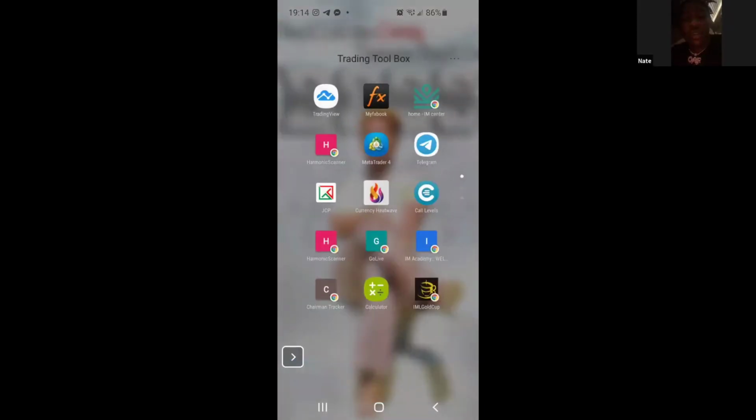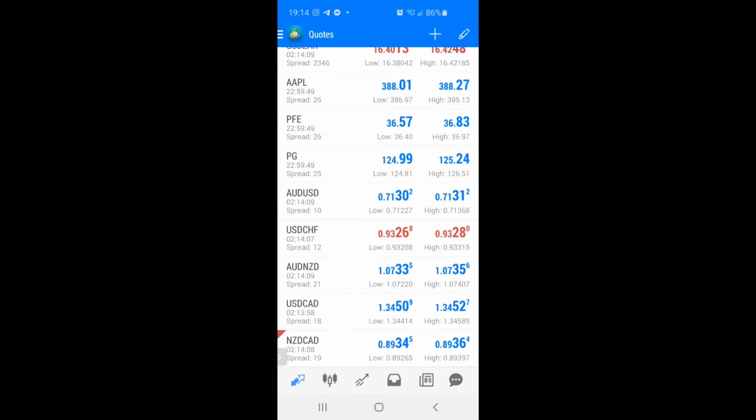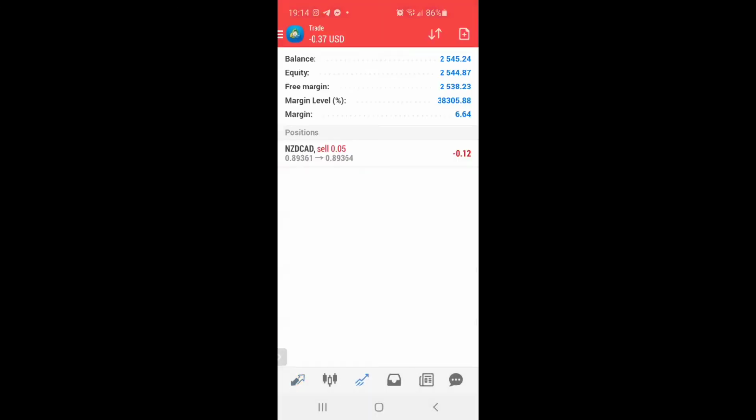Yeah. All right, so I'm going back over to MetaTrader 4. Remember we said we were looking at NZD CAD. Let me close this order out first. Say for instance you were in here and you're like, okay, I put in the wrong numbers. How do I close that order? You would just hold down on it.